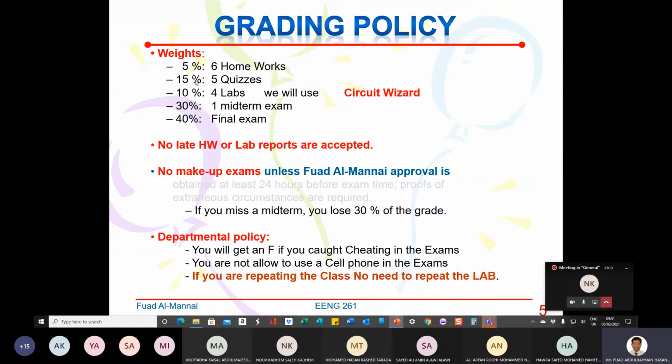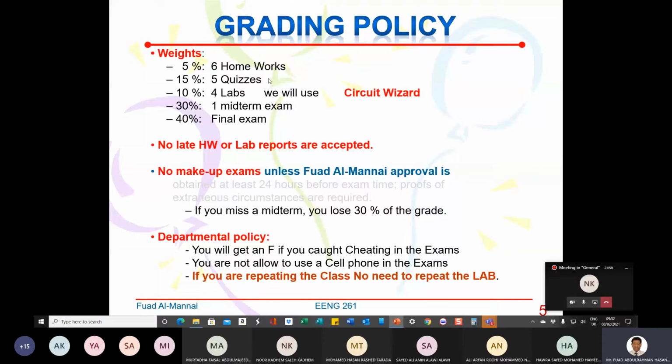The quizzes have 15% of the total. The 4 lab experiments have 10%, where we will use Circuit Wizard, as I said before. One midterm exam will have 30%, and the final will have 40%. So as you can see, up to the midterm, you have 60%. I'll post this 60% just before the final, so you can see where you are.